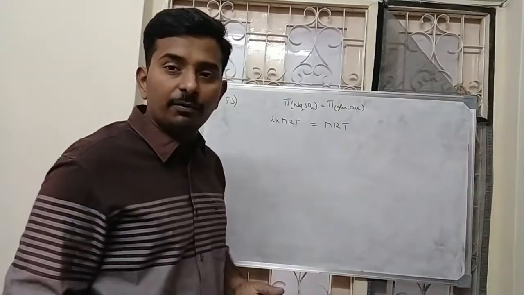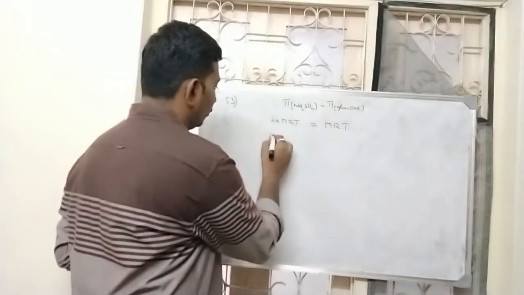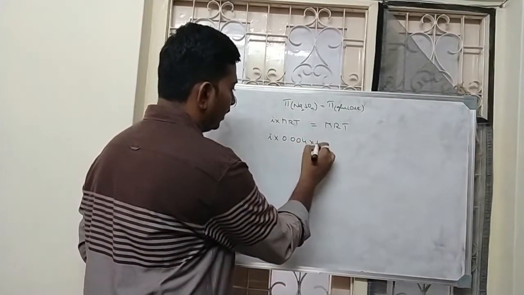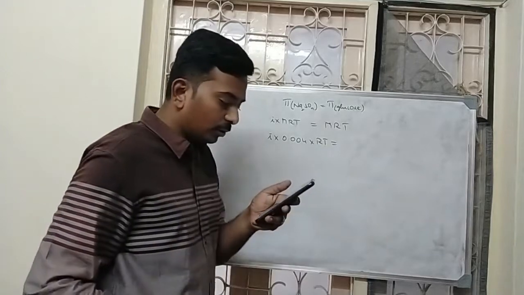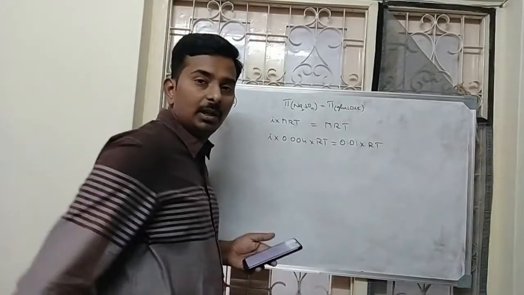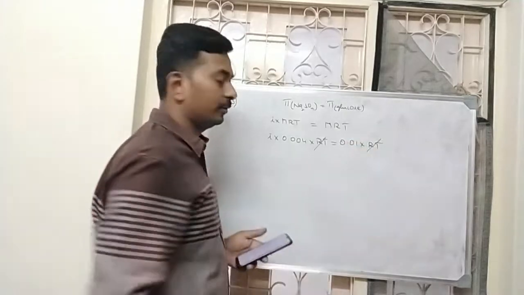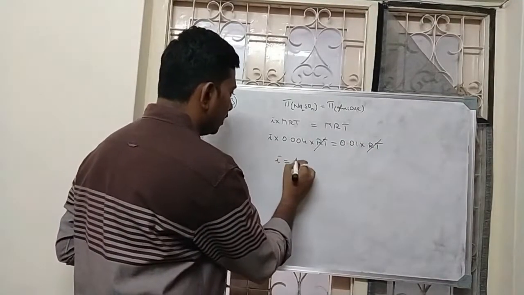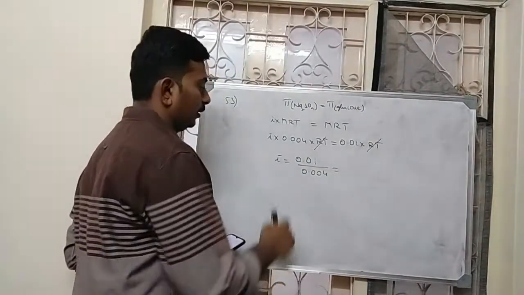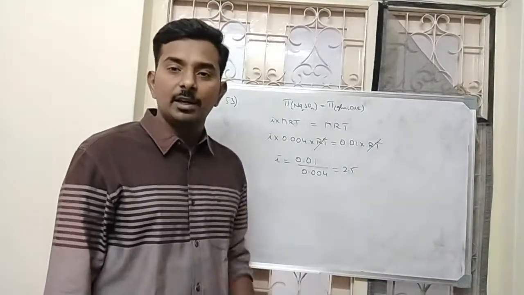First I will calculate the value of i, from which I can calculate the value of alpha. So i into the molarity of sodium sulfate, 0.004, into RT must be equal to the molarity of glucose, 0.01, into RT. The temperature is the same and R is a constant, so both get cancelled. So the value of i will be 0.01 by 0.004, which is 2.5.